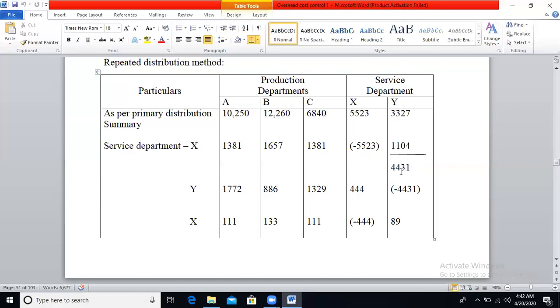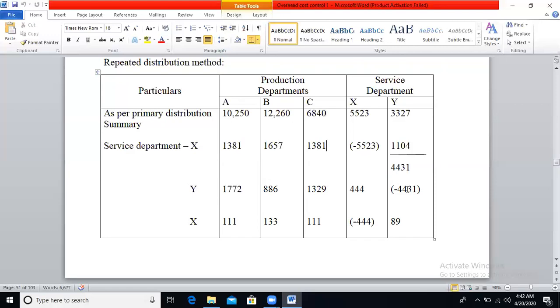So total will be 4431. This value should be reapportioned to all the production departments and the remaining service department at Y percentages. See the Y percentage: for department A 40%, for department B 20%, for department C 30%, and for department X 10%. So for department A, 4431 into 40%.